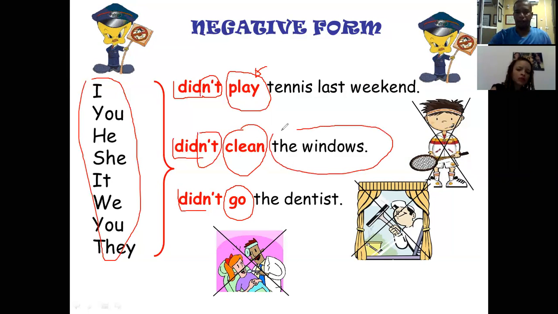¿Seguido de qué? Del complemento. Por ejemplo, I did or didn't play tennis last weekend. You didn't play tennis last weekend. He or she or it didn't clean the windows. We or you or they didn't go to the dentist. Todas estas oraciones, Judy, están en pasado, ¿ok?